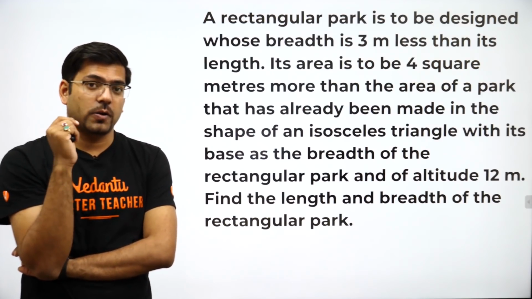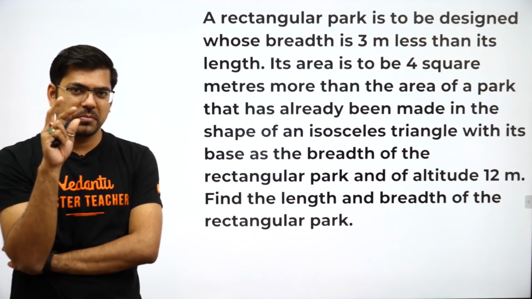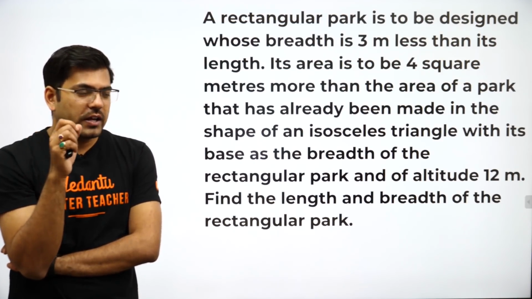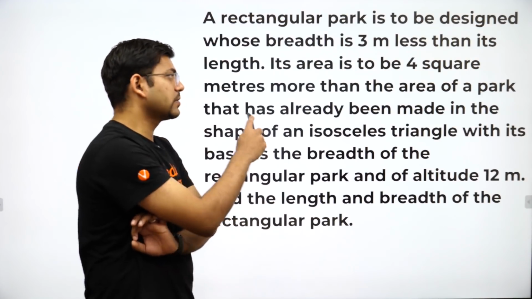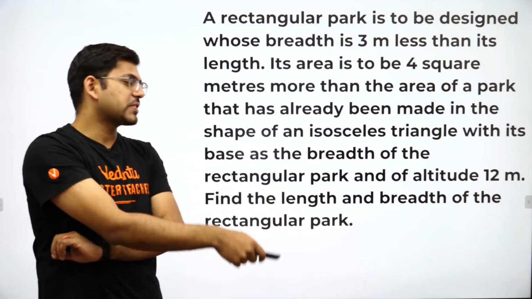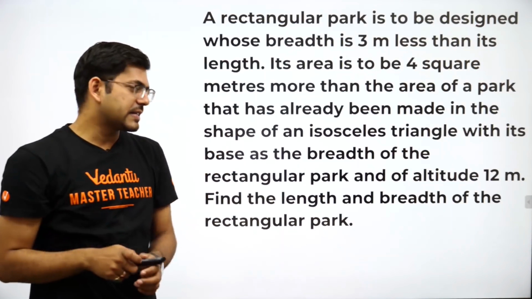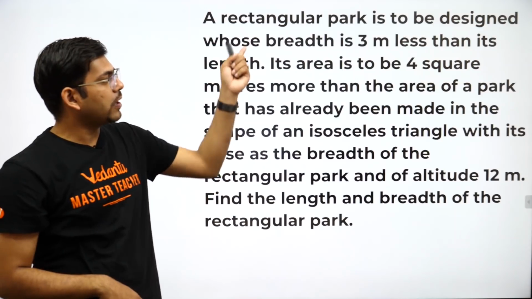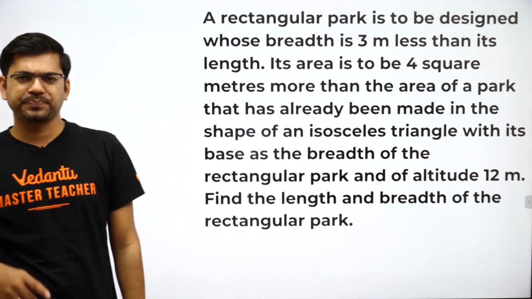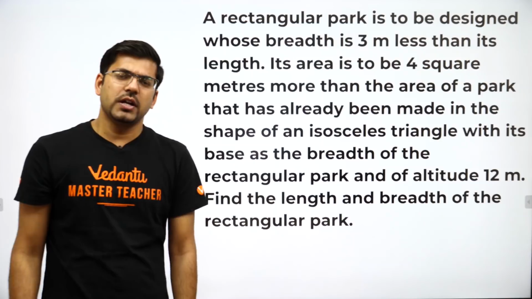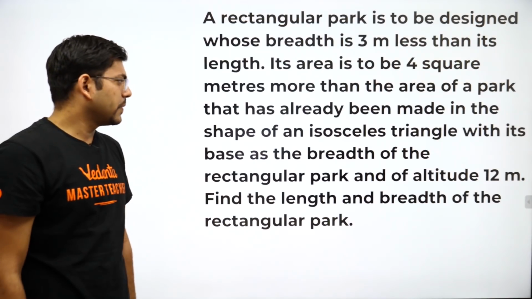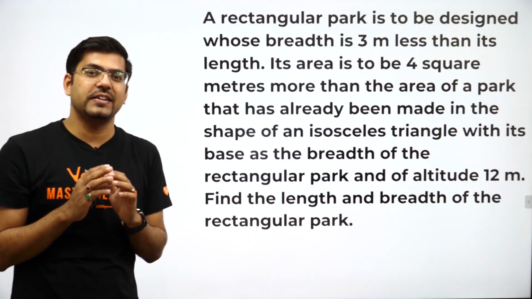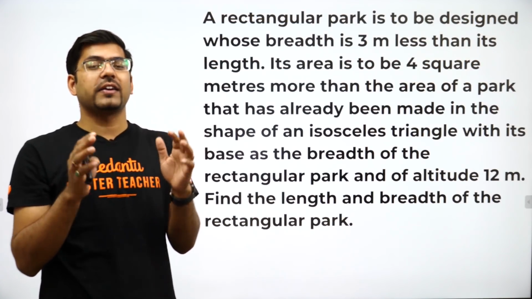It looks like a pretty twisting question, isn't it? So just to make it easy, always remember: start reading from the first, but start solving from the last. In the last, it is described about an isosceles triangle, because the area of the rectangular park is dependent on this isosceles triangle. So I'll first try to tackle this isosceles triangle. It looks like a very heavy question, but let me remind you, it's not that tough. I will make it easy for you guys.